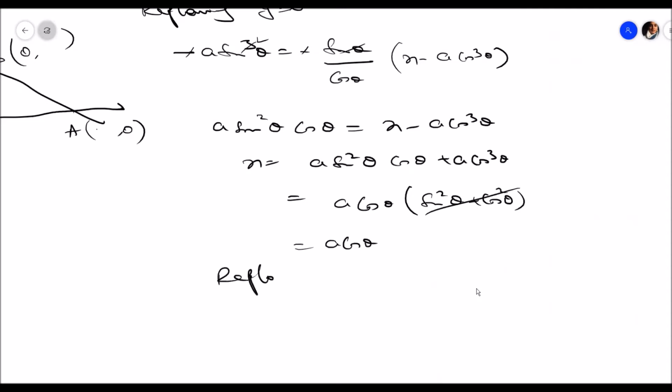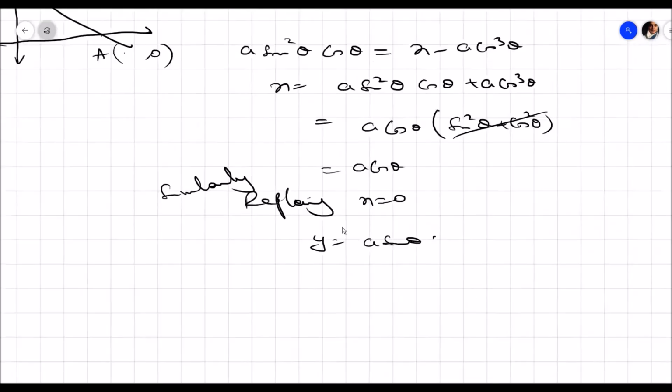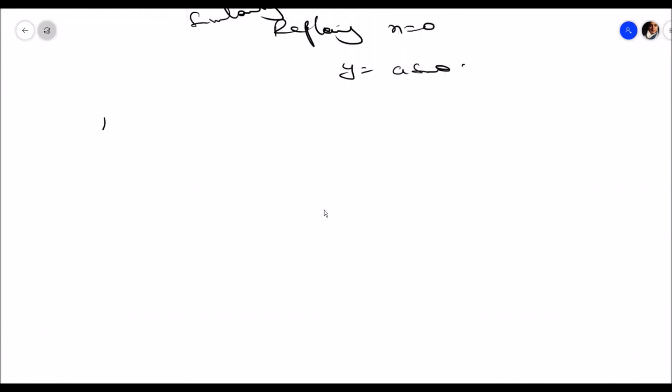Similarly, replacing x is equal to 0 in order to find the value of the y coordinate of B, you can just write similarly, you need not write down the entire thing. Similarly, the y coordinate will be equal to A sine theta. Okay, so now I have both the coordinates of A, which is A cos theta comma 0, and the coordinates of B will be 0 comma A sine theta.